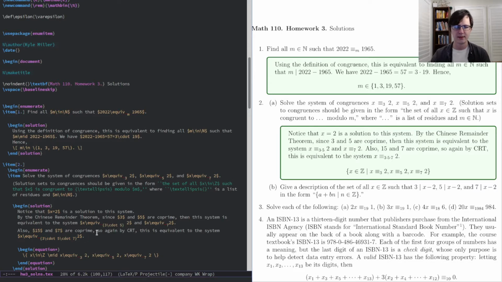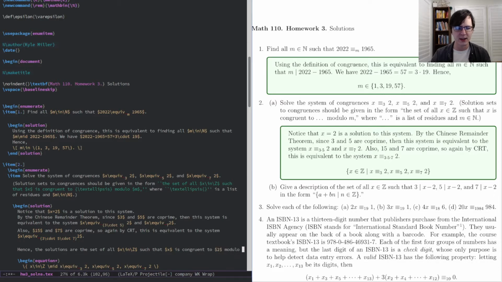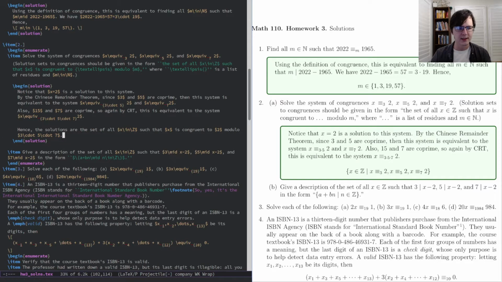Okay, well, let's follow the thing. It says, hence, the solution set is the set of all x in Z such that x is congruent to 2 modulo 3 times 5 times 7. Yeah, so that's that.